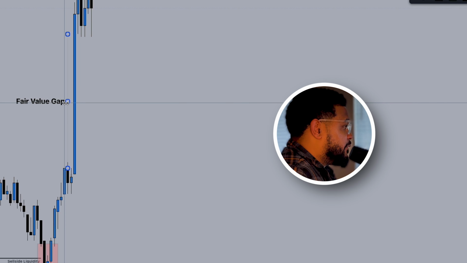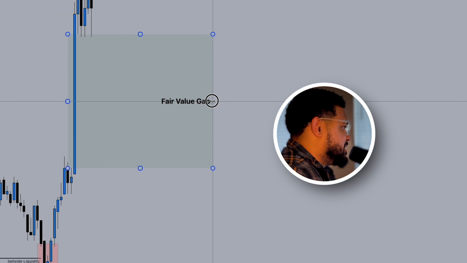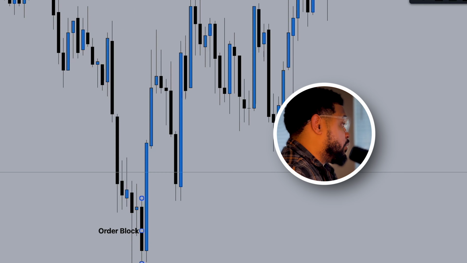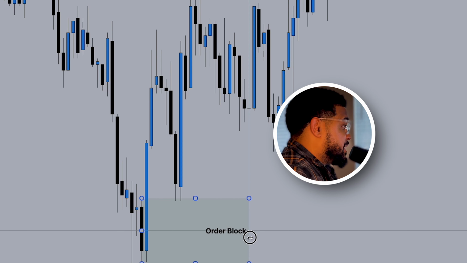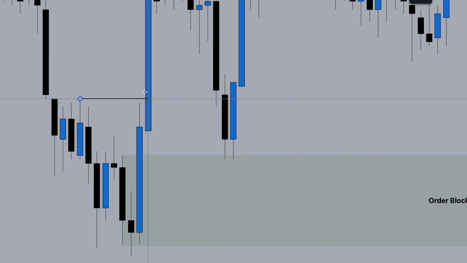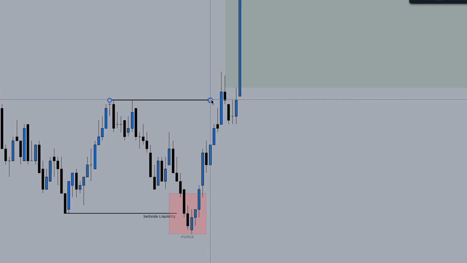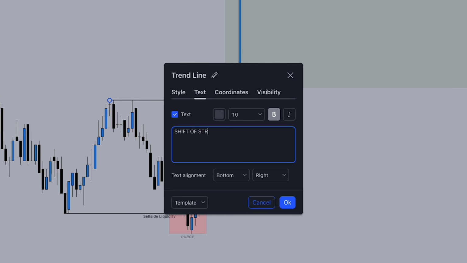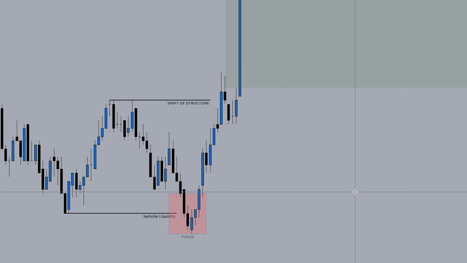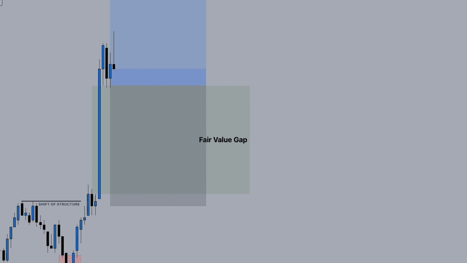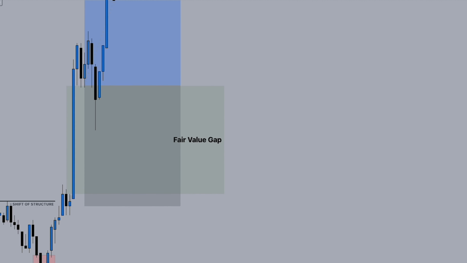Secondly, I'm looking for a strong candle that leaves either a fair value gap or an order block, sometimes a combination of both. Thirdly, I look for a shift in market structure left by that fair value gap or order block. Now, once all three rules are met, I take an entry when price comes back to that level.